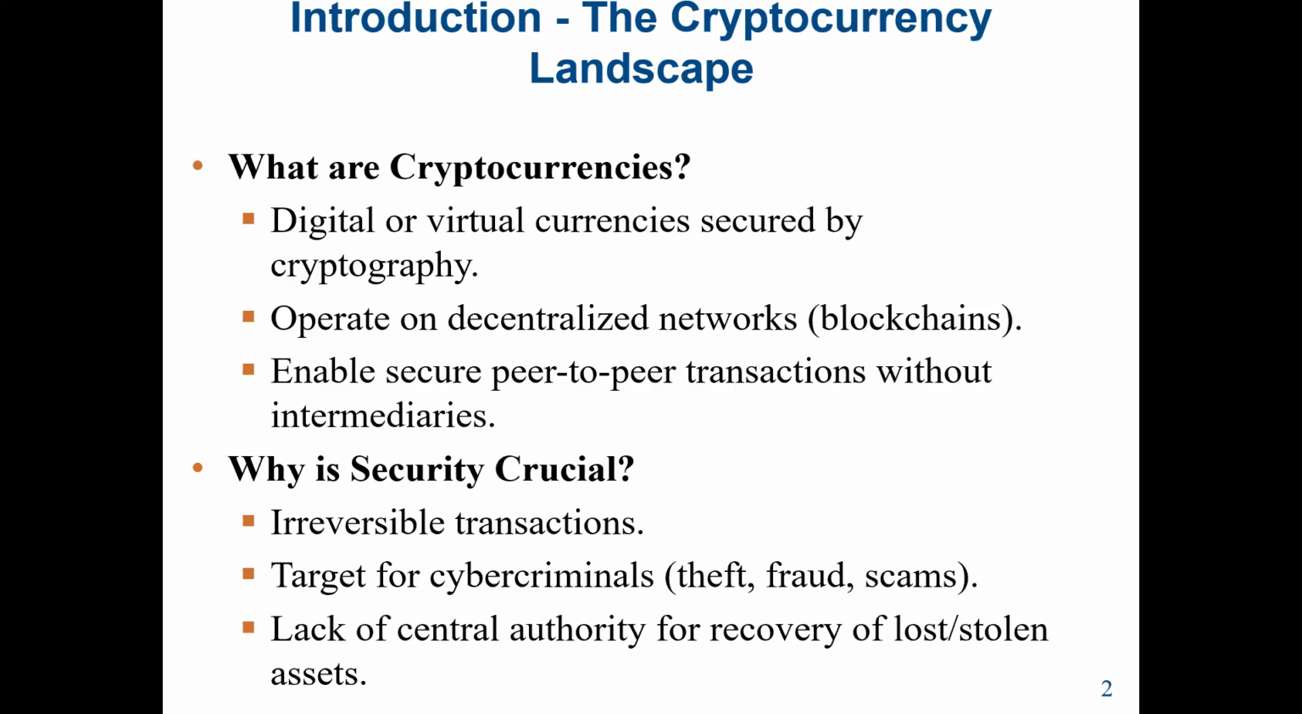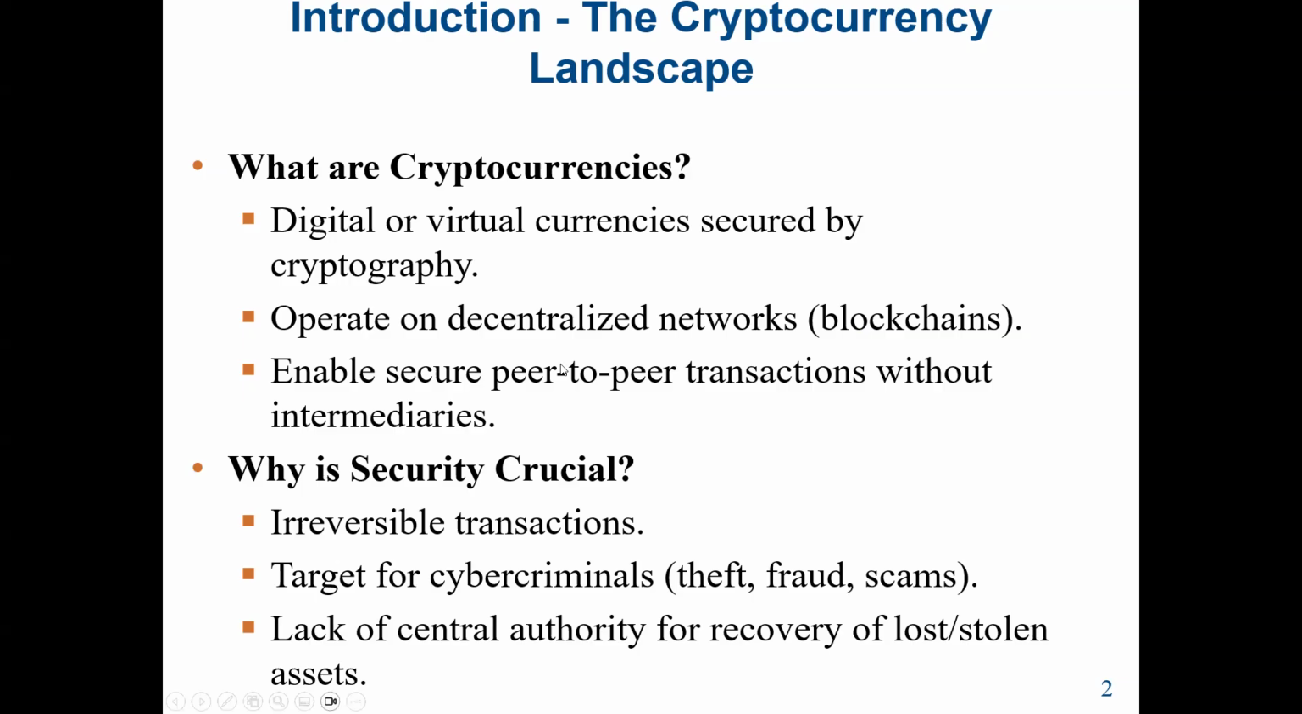interference or government manipulation. Now, the underlying technology here is that cryptocurrencies operate on a decentralized network, primarily the blockchain. In our earlier lectures, we said blockchain is essentially a distributed, immutable ledger that records all transactions across a network of computers. They enable secure peer-to-peer transactions, meaning users can send and also receive value directly without the need for intermediaries like banks or payment processors.